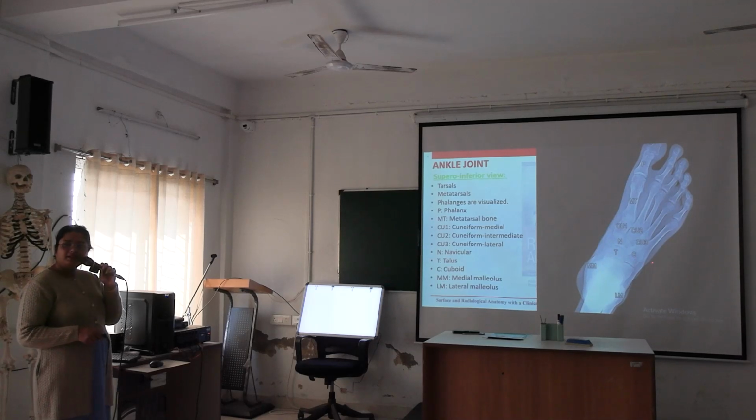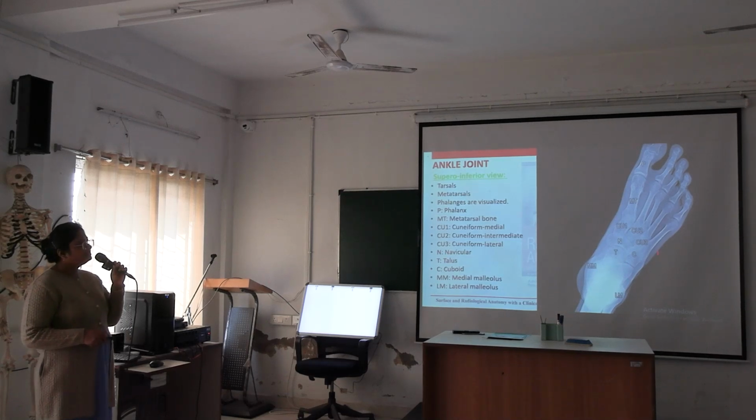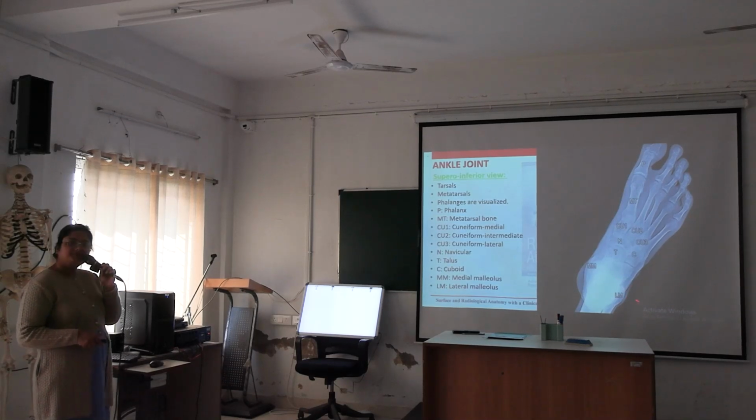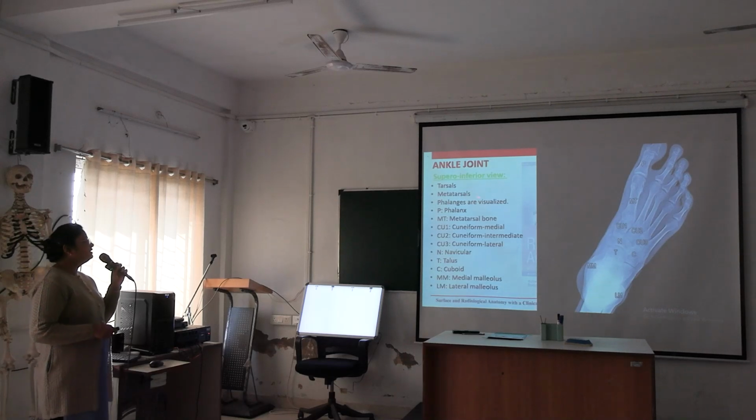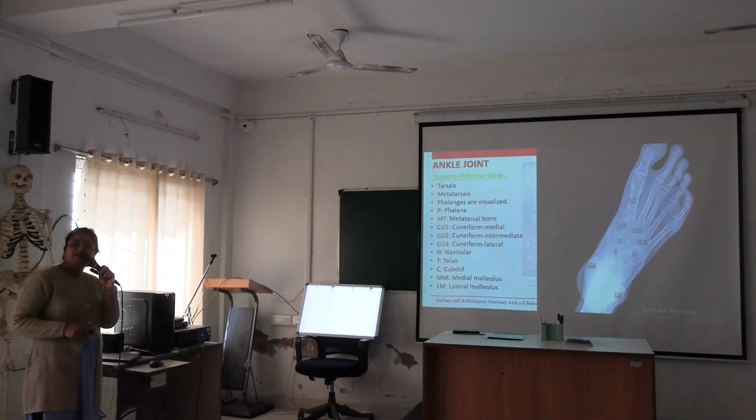This part is head of talus. And this is cuboid in front of the calcaneum. This is anterior part of calcaneum. In front of it lies this cuboid. Okay, and this is medial malleolus at the lower end of tibia. This is lateral malleolus at the lower end of the fibula. Okay, and here all the bones are superimposing. That's why so white you can see. So all these structures you will see in supero-inferior view of the ankle joint.